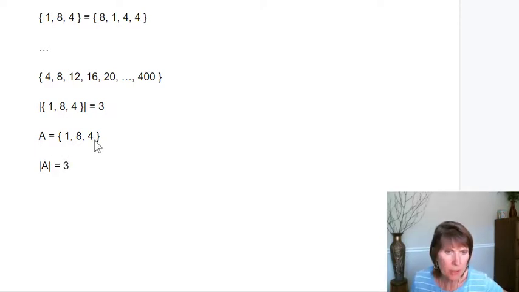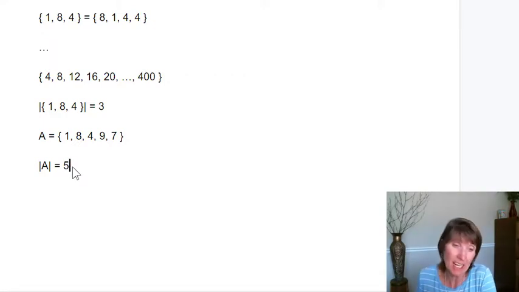And remember how we talked about duplicates, right? So now if we have a duplicate here, so we have 8, the cardinality of A is still 3 because it's the number of distinct elements. But if we have different elements, so 9 and 7, then the cardinality of A would be 5 because there's 5 distinct elements. And in the case of an infinite set, we can't count the cardinality, right? By definition, infinite is uncountable. So you don't have a cardinality of an infinite set.